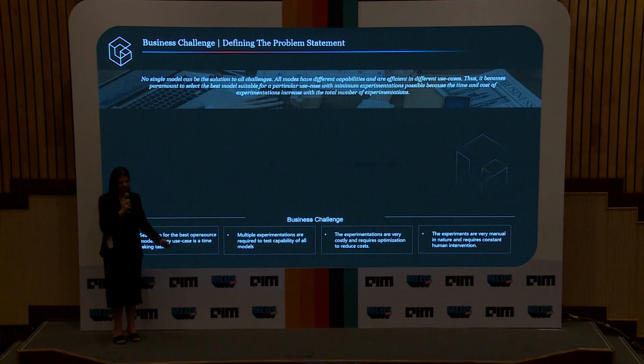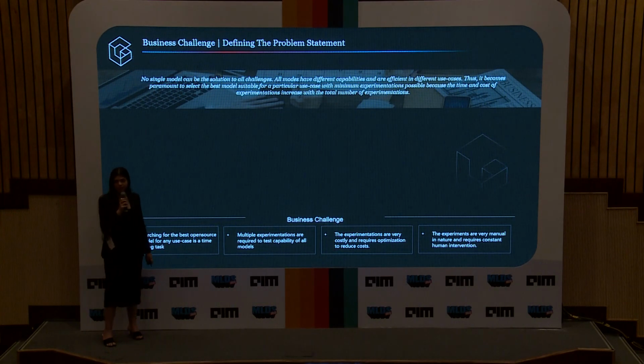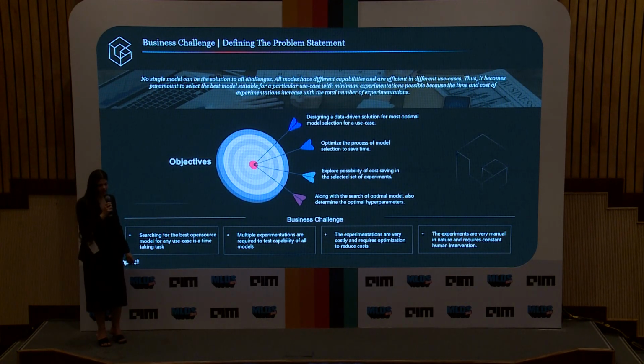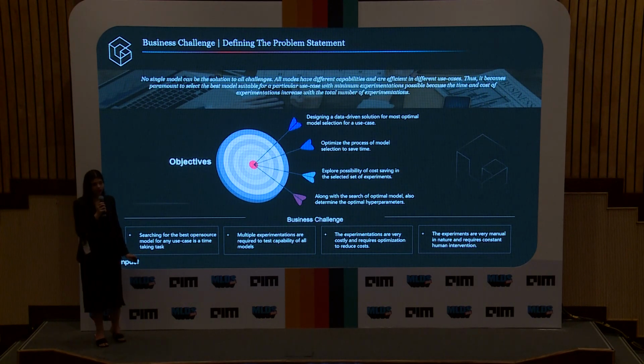So we are kind of there with the business challenge and the use case: there are multiple open source models and we want to search for the right one for our use case. Multiple experiments are to be done to get to the right model. We want to save some money, and I'll just skip through it. Then, coming to the objectives, we want to design a data-driven solution that can help you get to the right model and also give you the right set of hyperparameters as a byproduct. We want to optimize the process and save time.